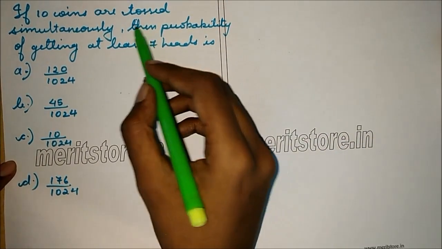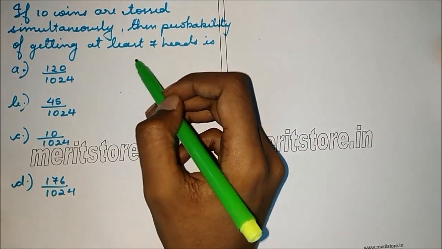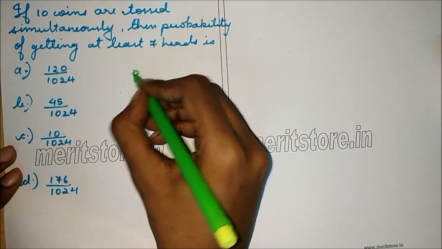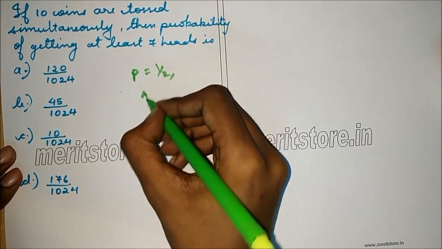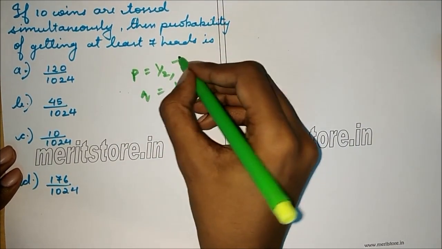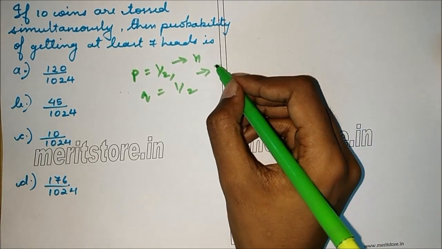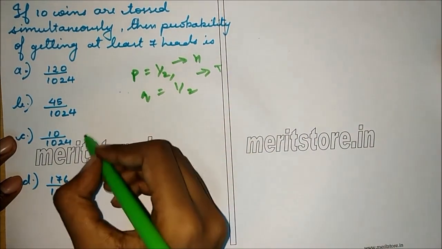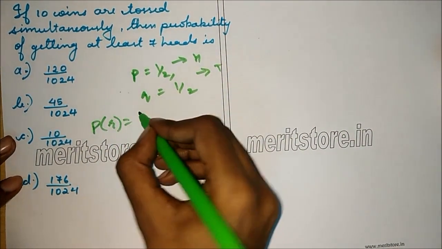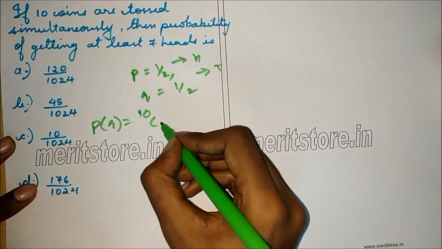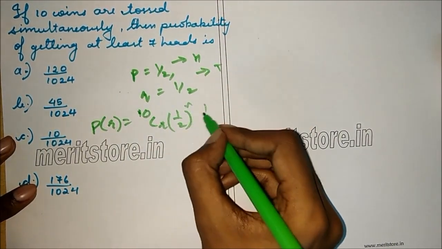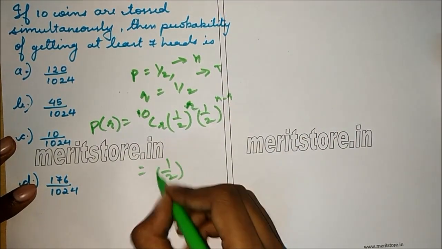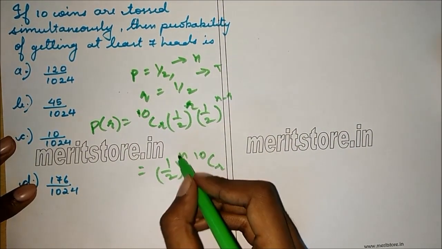10 coins are tossed simultaneously. Then probability of getting at least 7 heads is, so we assume the coin to be fair. So P will be half and Q will be half. This is for getting heads, this is for getting tails. So number of trials, that is number of coins, is 10. So general formula will be P of R equals 10CR half raised to R half raised to n minus R. This will be half raised to n 10CR. So this is the general formula.